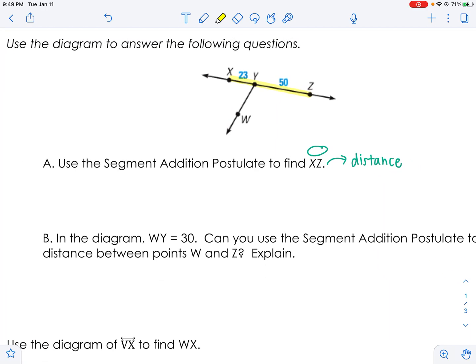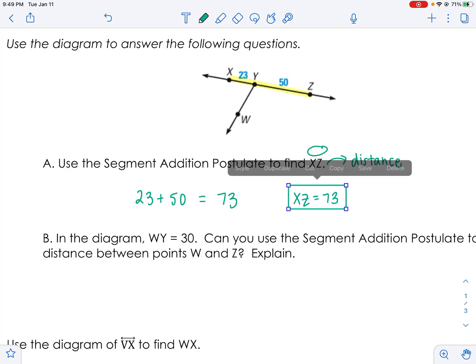That piece plus the other piece, one part plus one part should equal the whole. So what's 23 plus 50? 73. That's how we get our answer. So I can just say XZ equals 73. Remember, when I don't put the segment symbol on top, that means that I'm talking about distance or length.